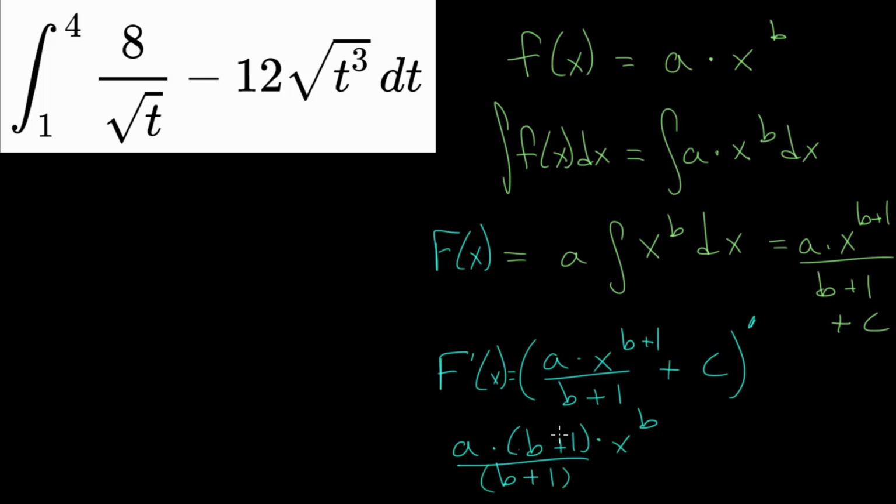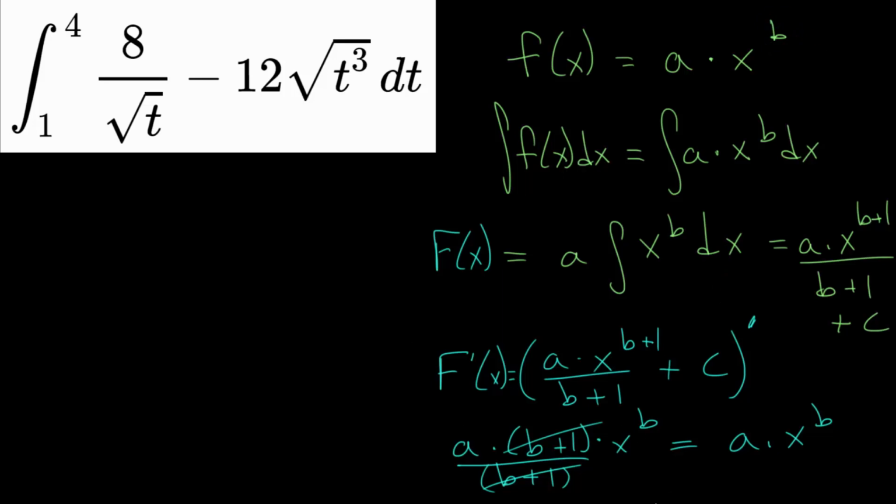Notice that the b plus 1s will cancel each other out. And like I mentioned, the derivative of a constant is just 0, so we have plus 0 there. After simplifying, we get back a multiplied by x to the b, which is exactly what we started with. So this power rule for antiderivatives is very similar to our power rule for derivatives. They just work in opposite directions. But to apply this technique to this problem, we need to rewrite these radical expressions as fractional exponents, since b can be any real number here.